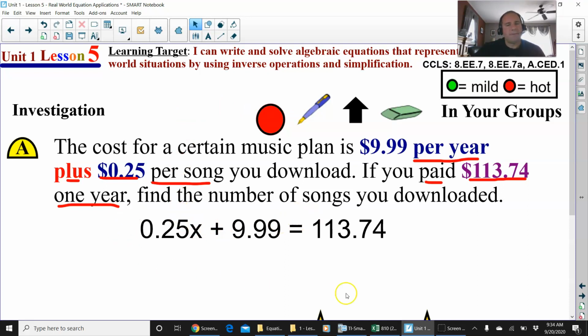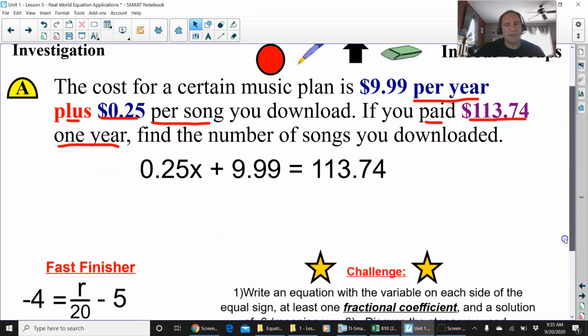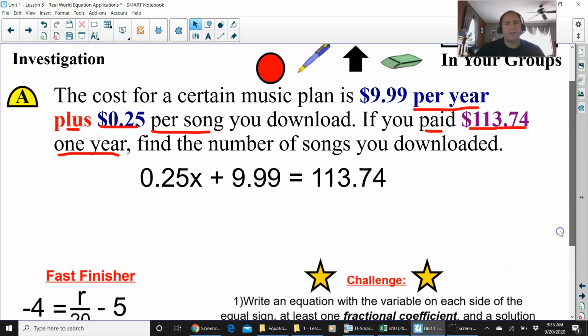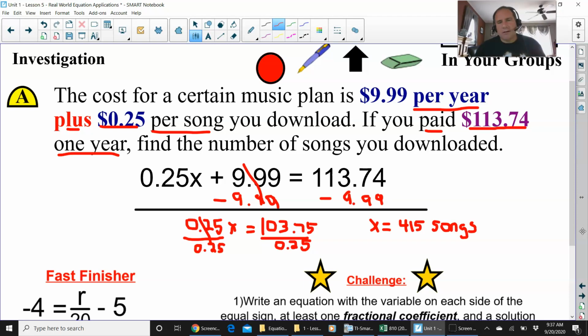So go ahead. Now we're going to press pause again. There's questions on the bottom. Actually, there's no questions on the bottom. So just find the number of songs that you downloaded, solve for X, and then move on to the fast finisher. Press pause now.